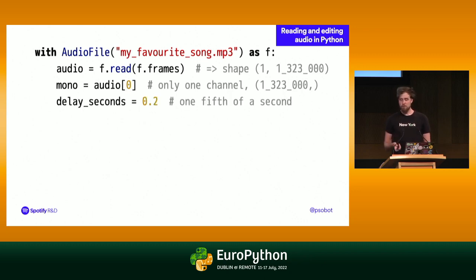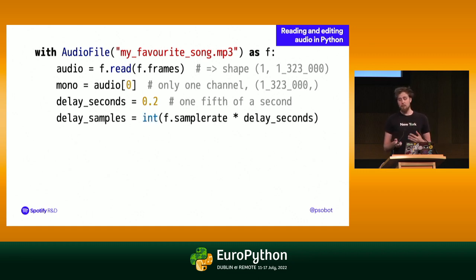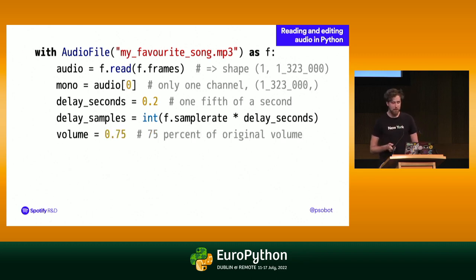So let's set some parameters first. Let's set delay seconds equal to 0.2, or 1/5 of a second. So let's make our audio delayed by 0.2 seconds. And then let's convert that into samples so that we can deal with this as array offsets rather than floating point numbers here. And then we also should set another parameter here, which is how loud our echo or our delay is going to be. So let's set that to volume equals 0.75, which is 75% of the original volume.